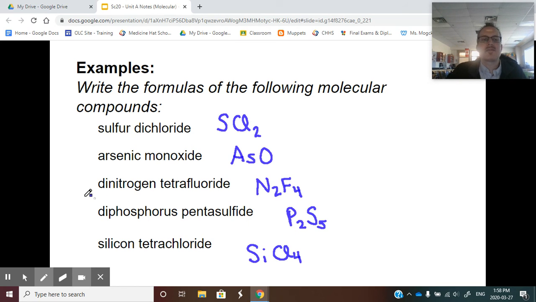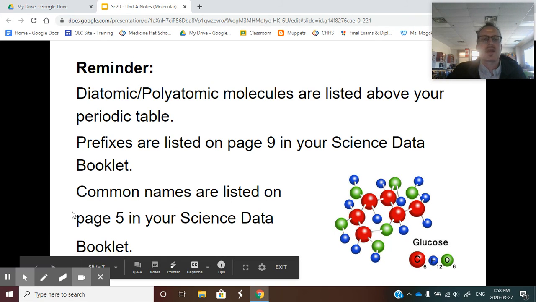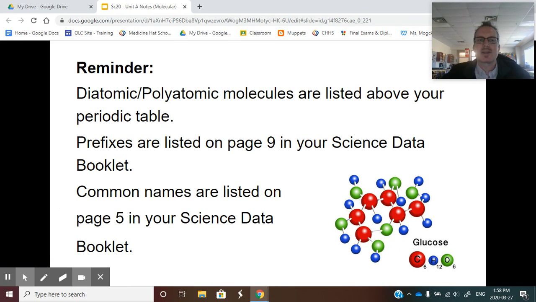Hopefully you got 5 for 5 for those. I'm going to clear them, and we'll go to the last page. Okay, the last page is really just me pointing out some spots in your data booklet again. So if you don't remember your diatomic, polyatomic molecules, your Hofbrinkel, your rule of 7, your Gin rule, they're at the top of the periodic table listed.